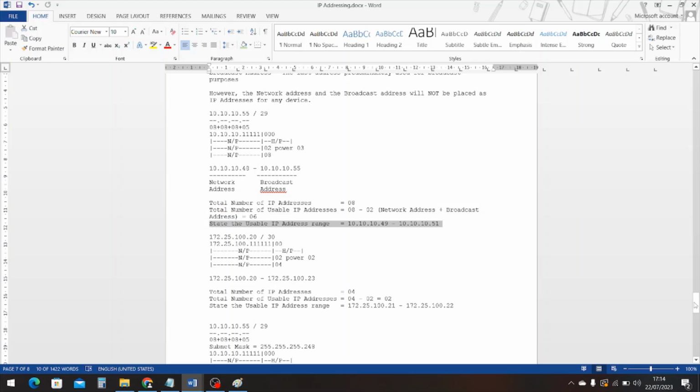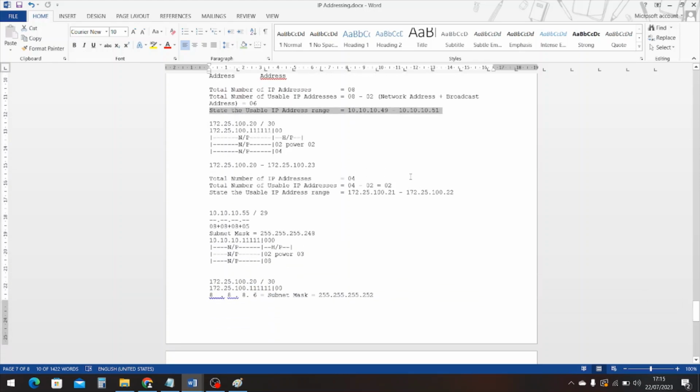So have a look. Try the other one as well. In this range you have a total number of 4 IP addresses. You can't use 2. That's static. And the usable is going to be this. Have a look. Do the calculations and see.